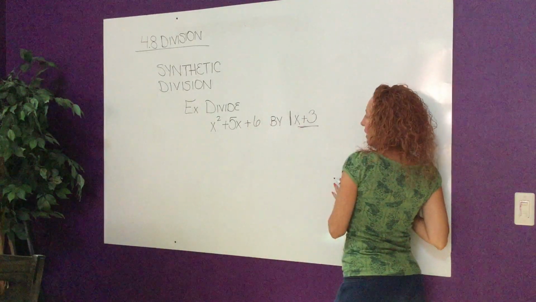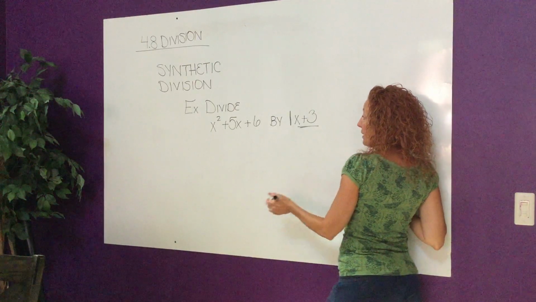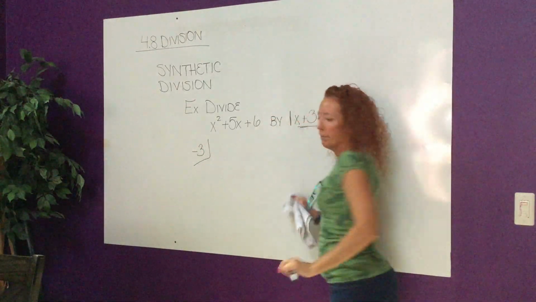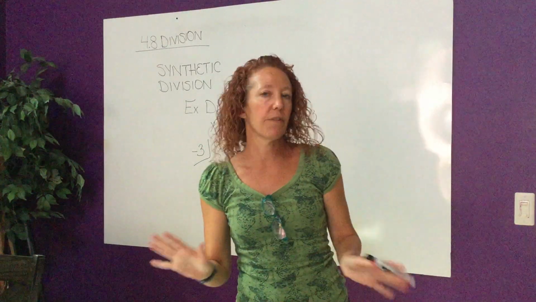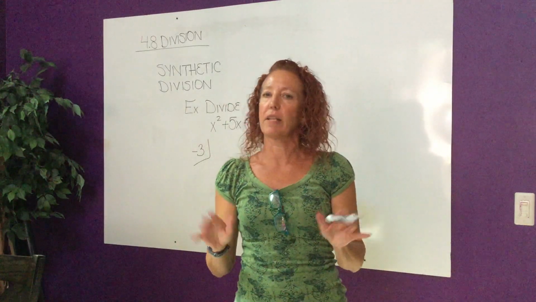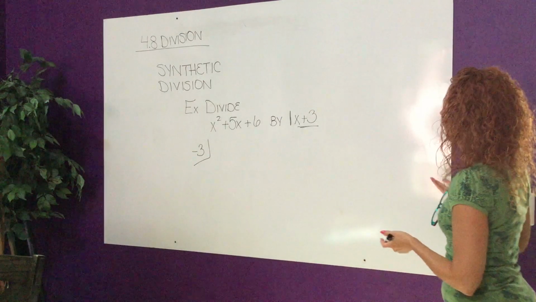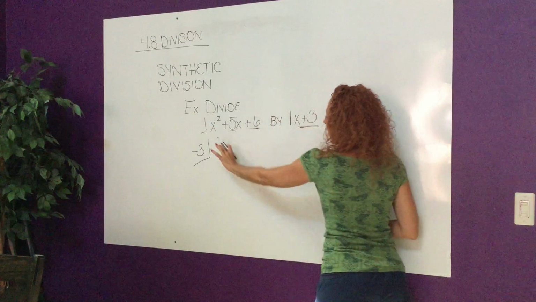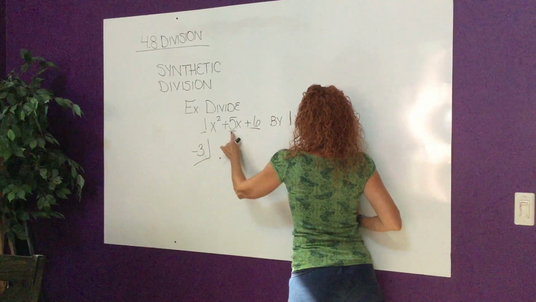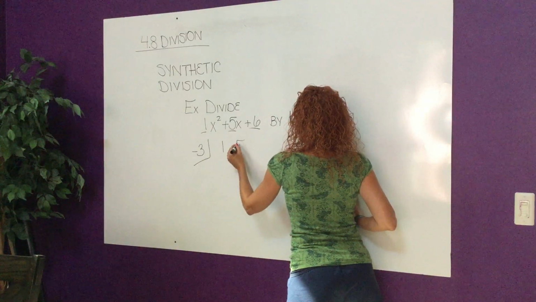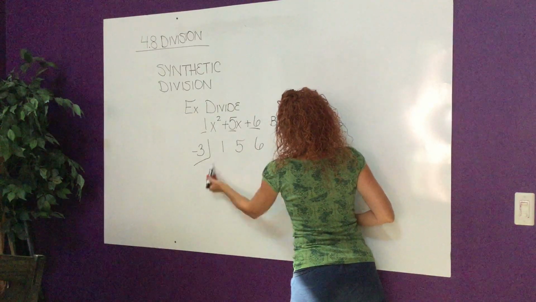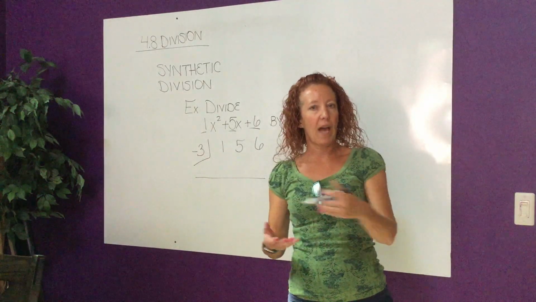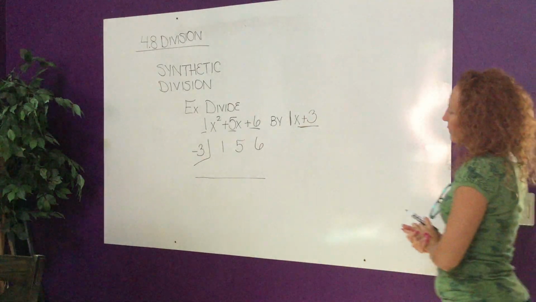Step 1, take whatever that number is and write the opposite in a little box. So write -3 because this is a +3. If you choose not to learn the shortcut and you're like, oh, that's one more thing to learn, totally just use the long way. All right, then we're going to write our coefficients across the top. So 1, 5, and 6. Leave a little space and draw your line. The great thing about this video is you can go back and rewind and hear my words over and over again.